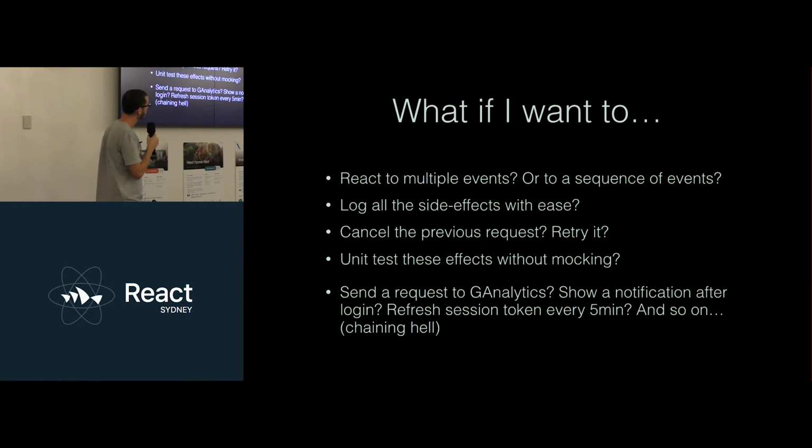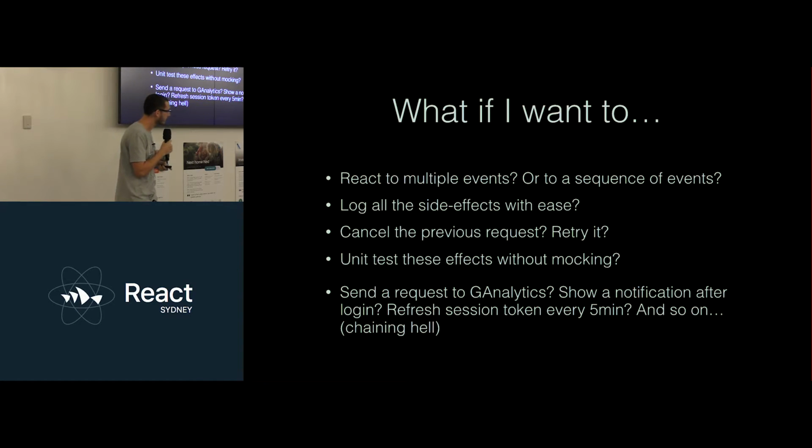So what do we need? What do we want to make this code better? What if we wanted to react to multiple events or a sequence of them? What if we wanted to log all these side effects? What if we wanted to cancel the previous request or retry it in case of a network fail? What if we wanted to test it without mocking? So we already do that with shallow rendering in React. So why not do that with side effects as well?